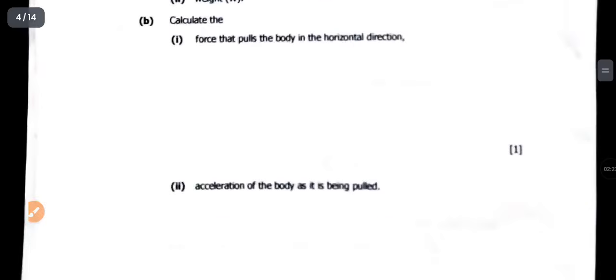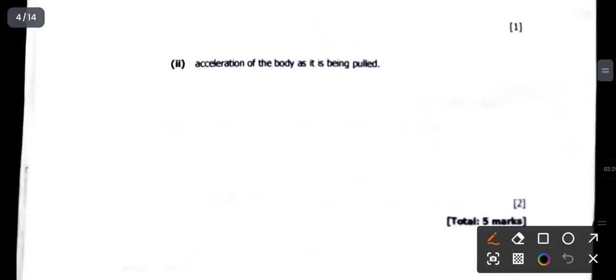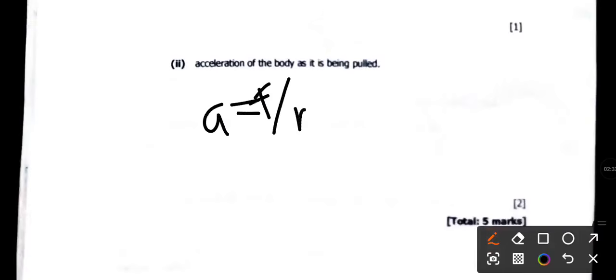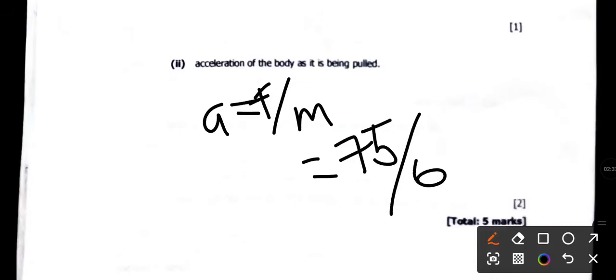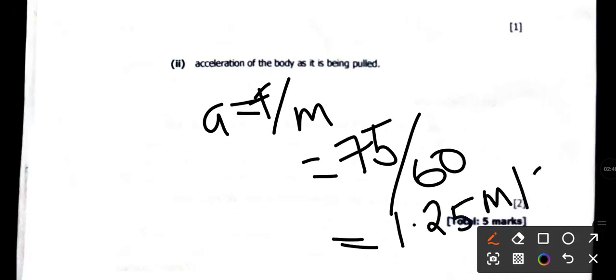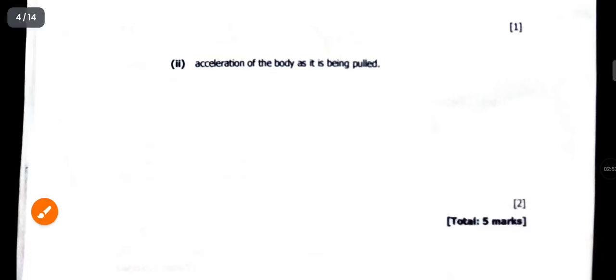Okay, here we have body of mass 60 kg. Right. So here, a is equal to F over m. F is 75, the mass is 60. So here I'm getting a value of 1.25 meters per second squared. So this is the value of the acceleration.